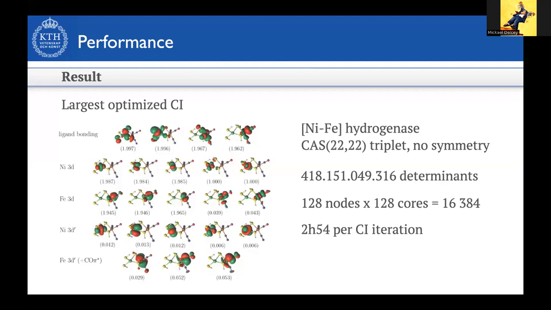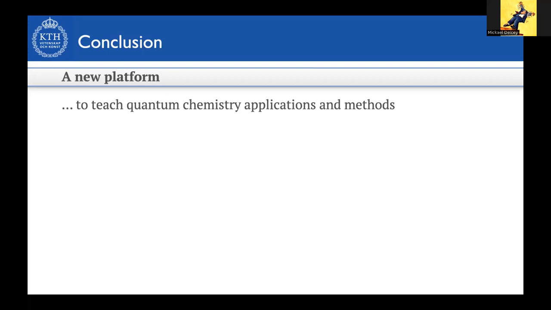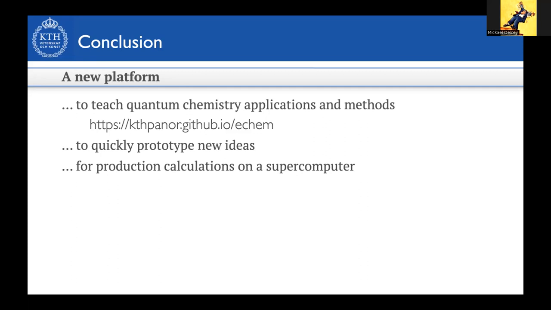So at the end, in conclusion, I presented you a new platform, which has many different goals: to teach quantum chemistry applications and methods. We actually have a project for that called the eChem project. We have made a full ebook showing how to use our code to really explore quantum chemistry, quickly prototype new ideas, new programs, and for production calculations. And with that, thank you for your attention.